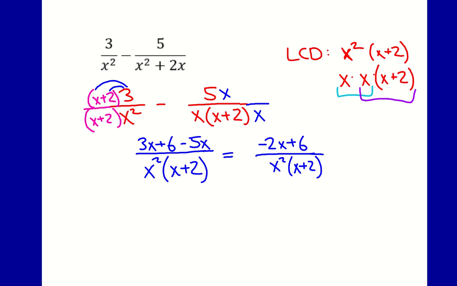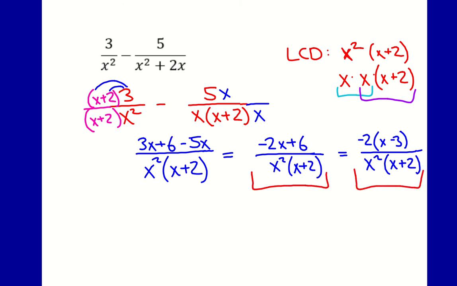The last step that I mentioned is that you should refactor to see if you can simplify. If you can do that in your head, you might notice that I could take out a negative 2 here, and then I would be left with x minus 3 on top, and I would have the x squared times x plus 2 on the bottom. Factored versus expanded, one is not more simple than the other. They simply have different uses. So either one of these expressions would be sufficient for the correct answer.